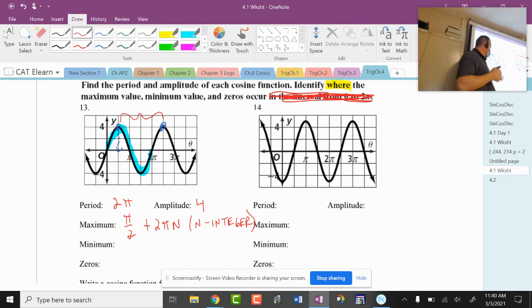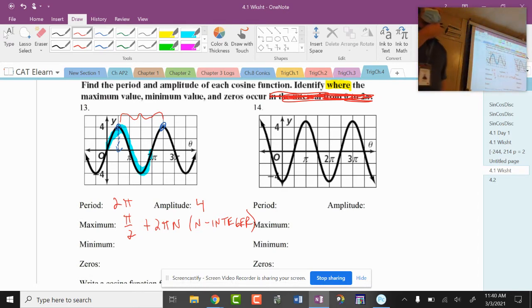So when I plug in 0 for n, I get this first one. When I plug in 1, that generates this one. This is a generator for all of these locations where I have a maximum. When I plug in -1, I get the one back here that's about to occur. When I plug in 2, that's 2 away from this one. That's the one that's going to occur out there, and so on and so forth. It's a generator of all these positions. Good on that.